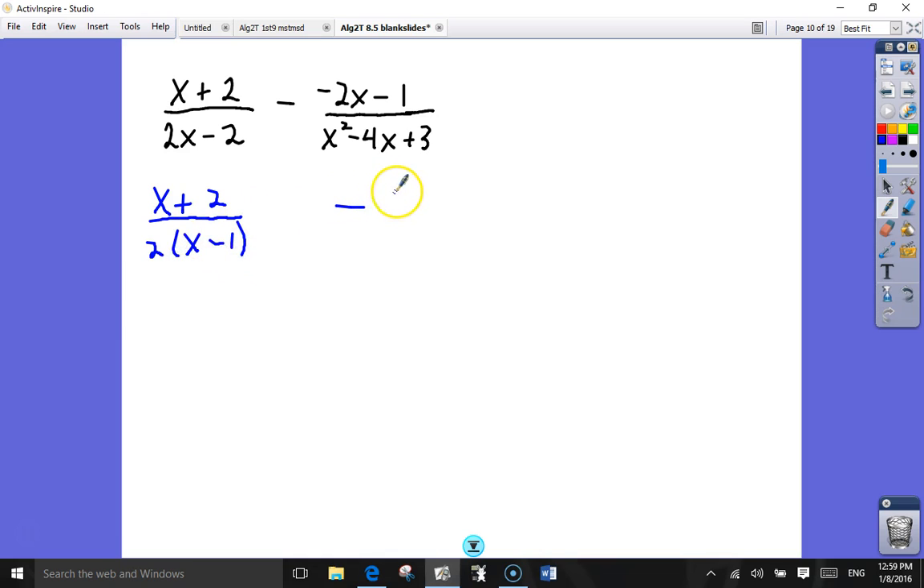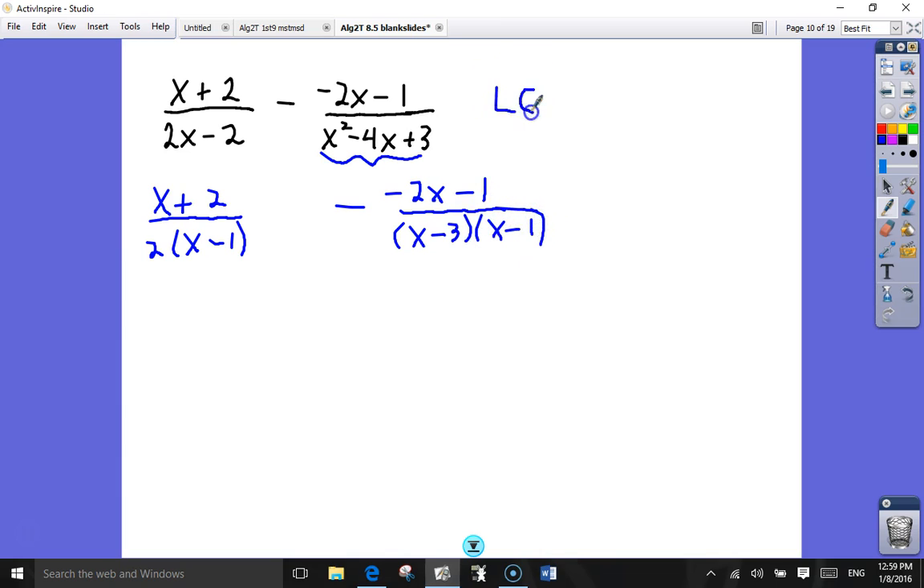And notice that I leave a lot of space to the right of that because I know I'm going to have to multiply by something. And negative 2 minus 1. Factor. How does that factor? Yep. x minus 3 times x minus 1.